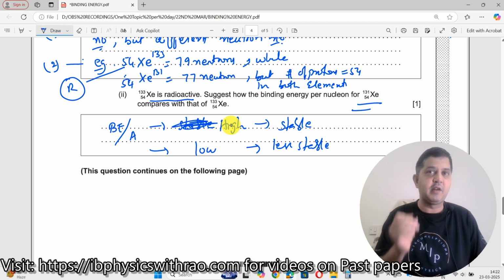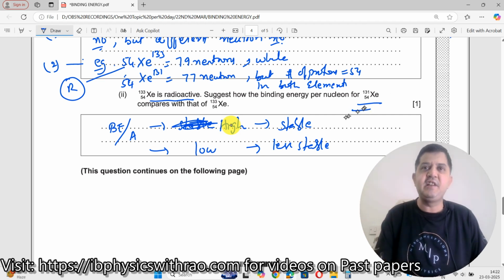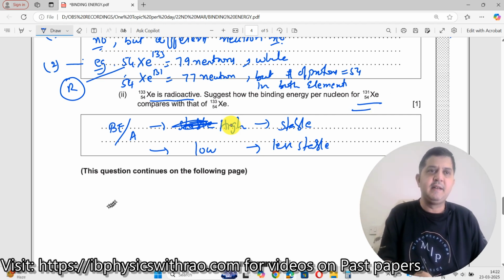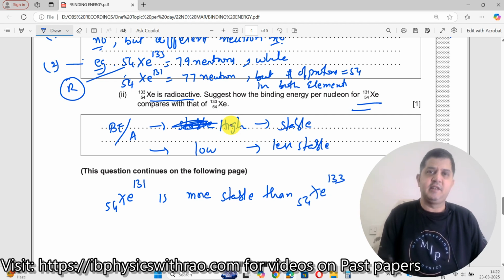As a result of it, what can you say now? This is seen to be stable. I can now say from here that xenon-131 is more stable than xenon-133, right?